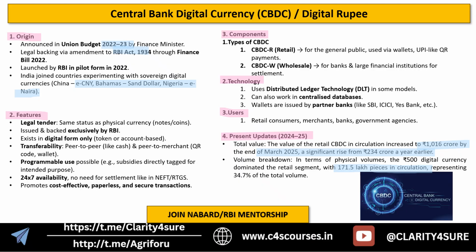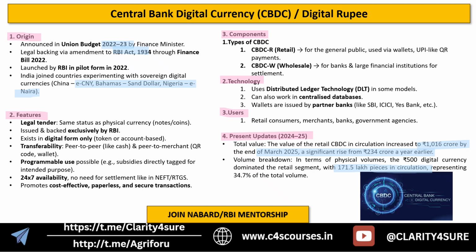Okay, and on technology, we all know it uses distributed ledger technology in some models, and can also work with a centralized database like blockchain technologies, and wallets are issued for partner banks. Users, as I already told you, are retail customers, merchants, banks and government agencies. The present update is related to holdings, the amount of currency being held as digital currency. So you can use this in your descriptive writing also.